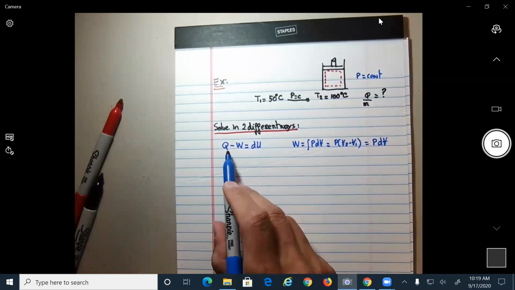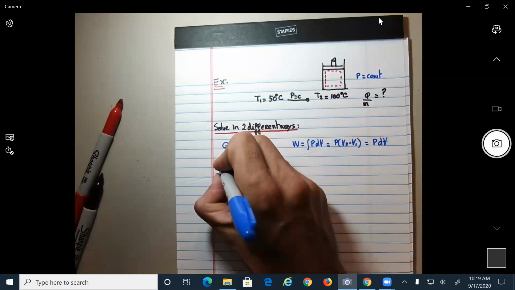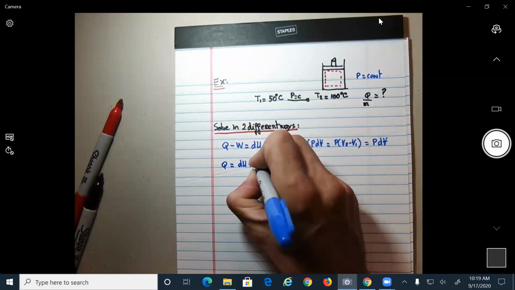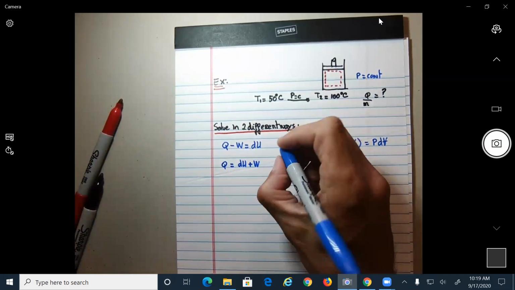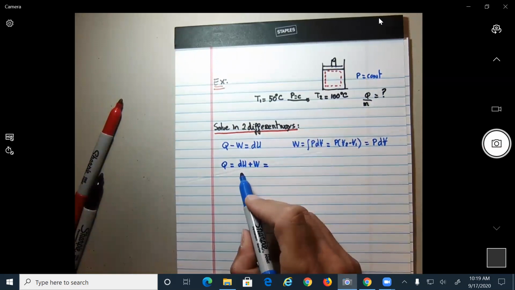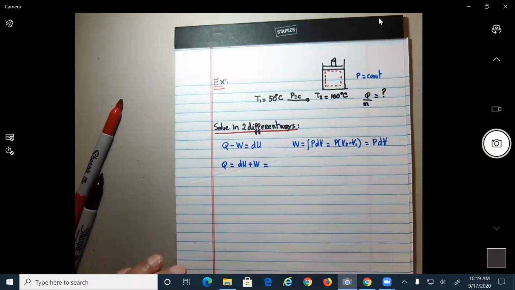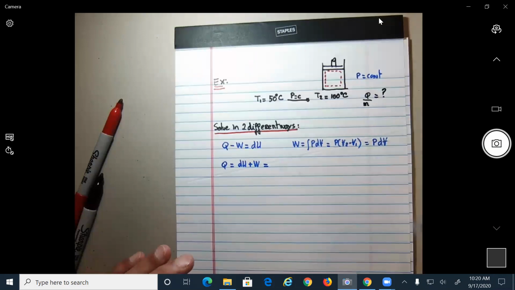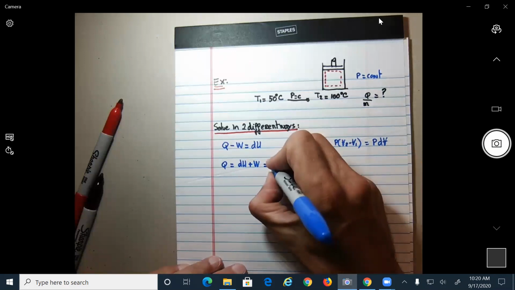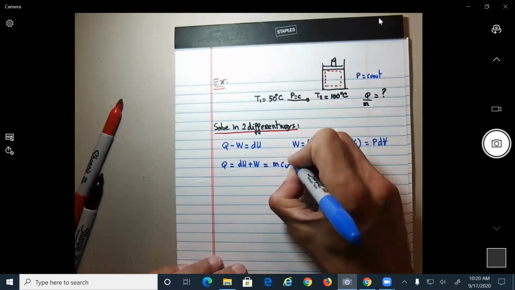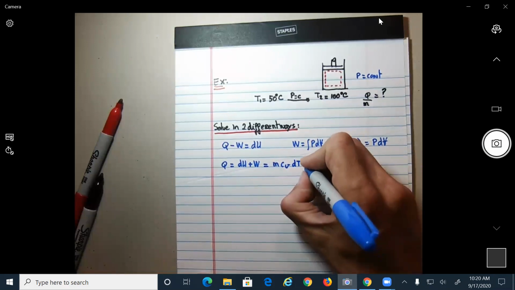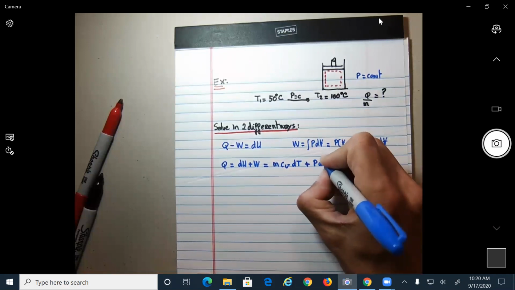All right, so here we're trying to solve for what? For Q. So Q will be equal to what? dU plus work. What did we just learn? That dU will be equal to what? m Cv delta T, no? Constant volume. So this will be m Cv, instead of using delta T, I use dT, plus PdV.